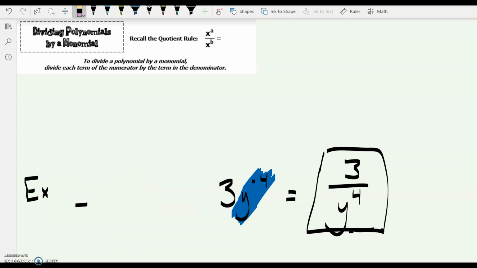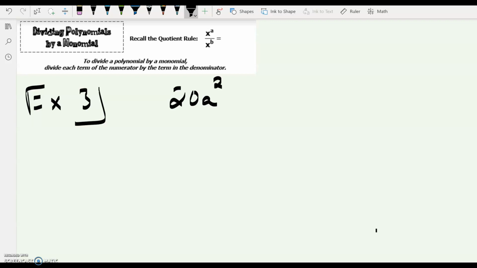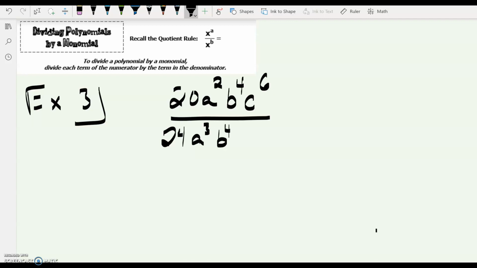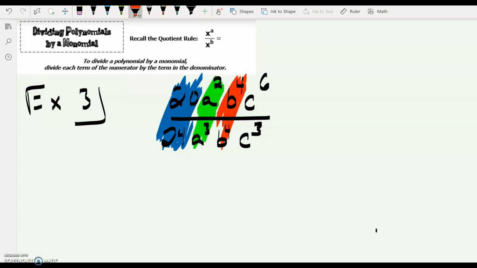This one's going to be semi-challenging, a longer type problem for you guys before moving into the new stuff. So this will be example 3. And this should all still be a review for you guys. We have 20a squared, b to the 4th, c to the 6th, and that is all over 24a cubed, b to the 4th, c to the 3rd. Again, you should really be treating these as individual problems, and I'll highlight each individual problem in different colors. That way you see that they're really smaller problems within a larger problem.